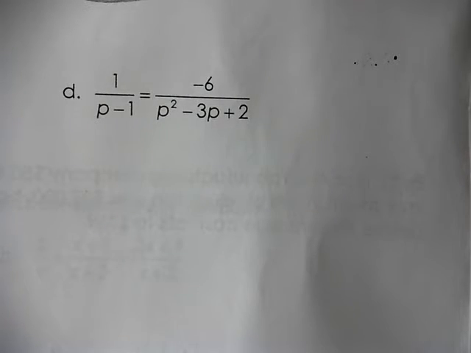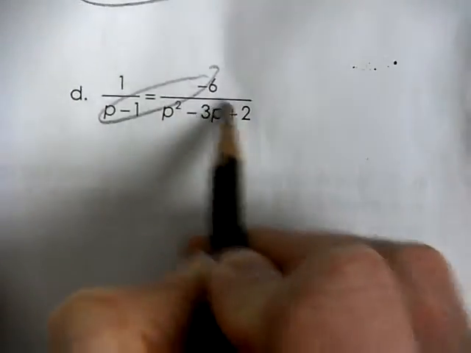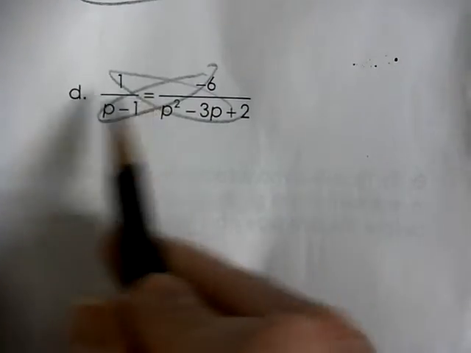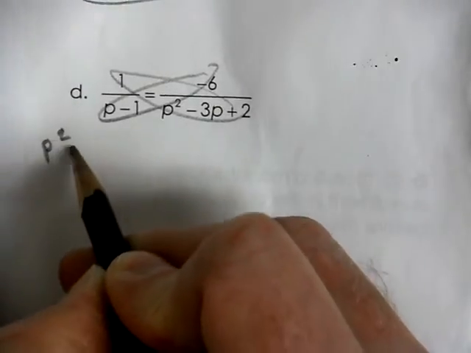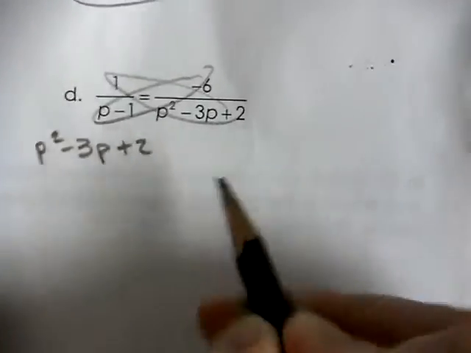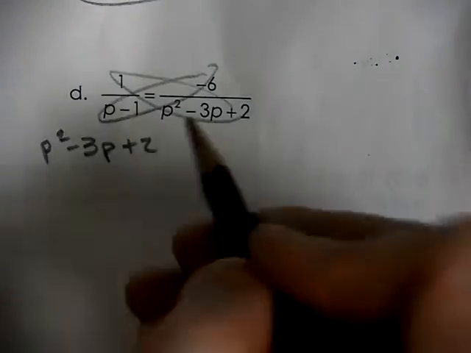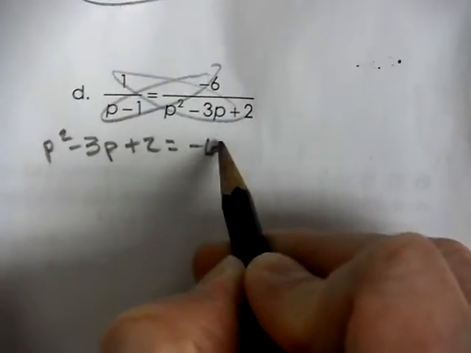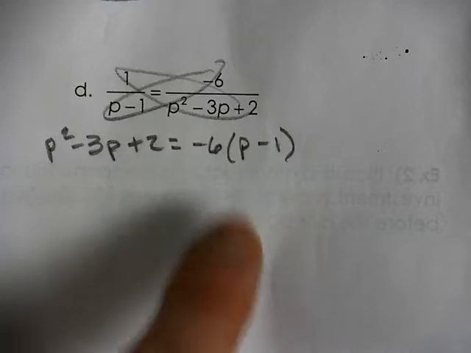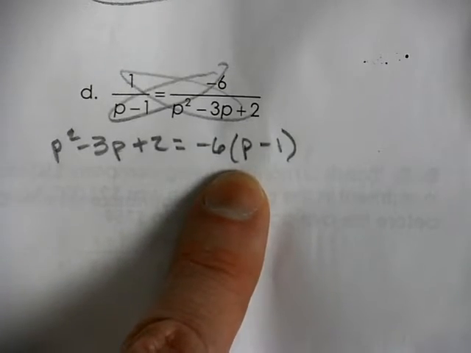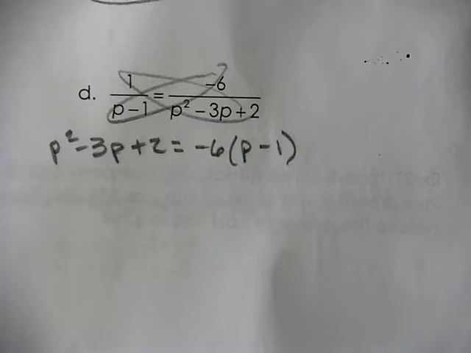You need to start thinking about what your first step's going to be. What do you see? What needs to be done? We're going to cross multiply. It's a proportion. It's two fractions that equal each other. So cross multiplying is how we go about solving it. So p squared minus 3p plus 2 times 1 gives us exactly that, equals negative 6 times p minus 1. Take the time to write the factors out like that.